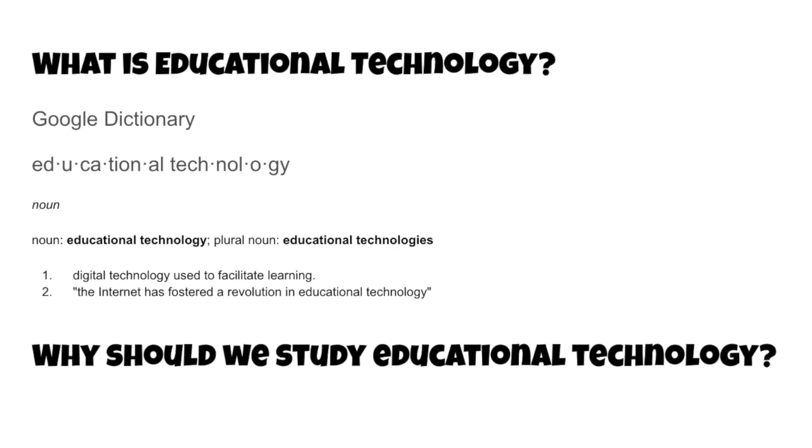What is educational technology? Utilizing Google Dictionary, educational technology is digital technology used to facilitate learning. Notice it's not saying I'm going to utilize technology to replace a worksheet. The internet has fostered a revolution in educational technology. I want you to think about, through the upcoming weeks, why should we even study educational technology and what that might look like for you.